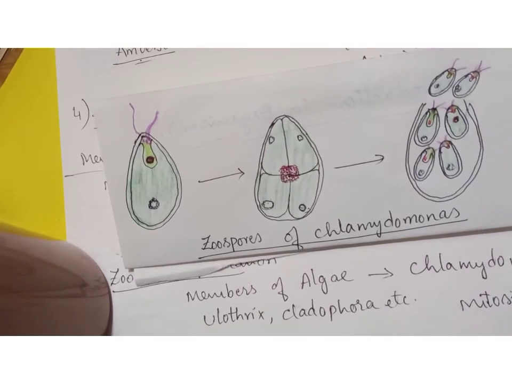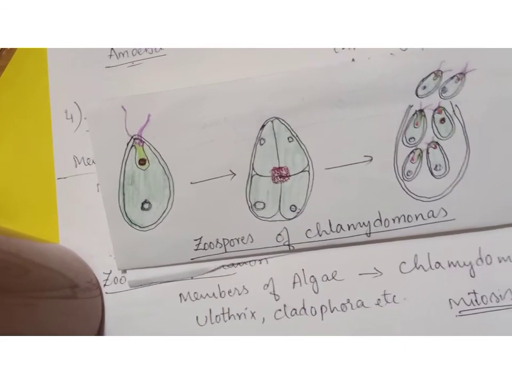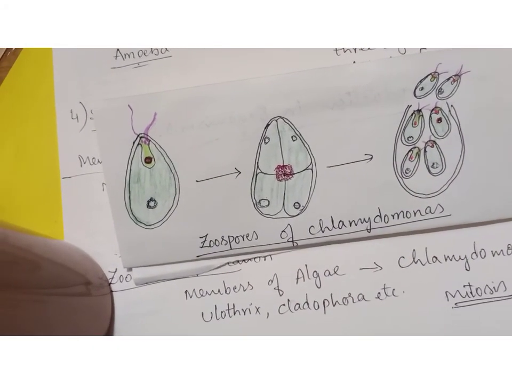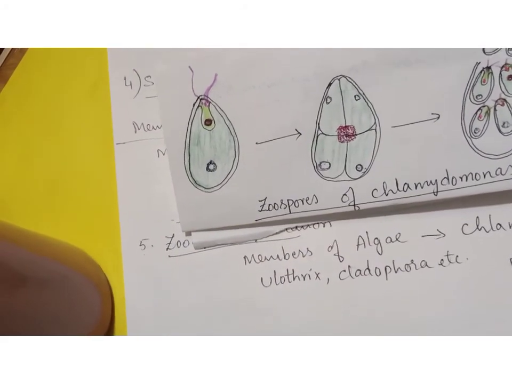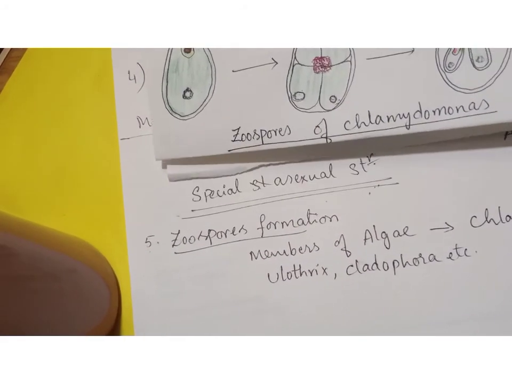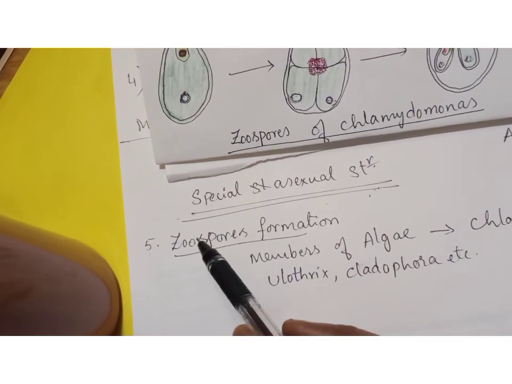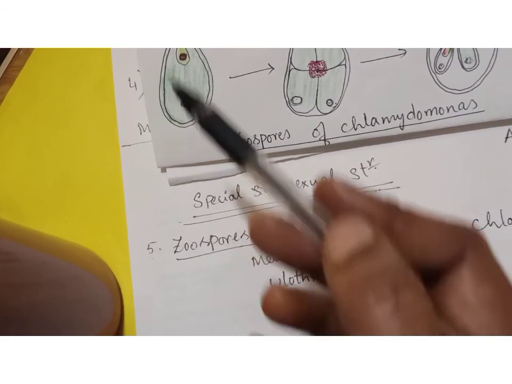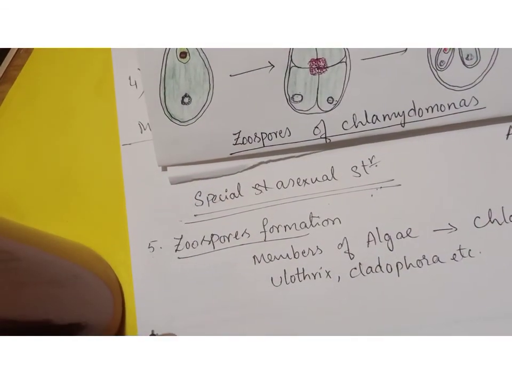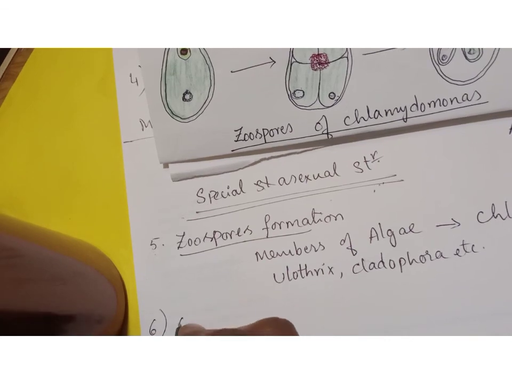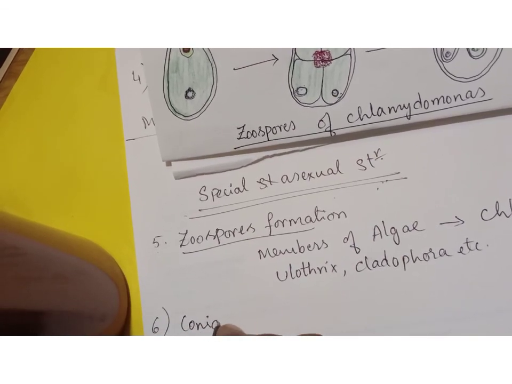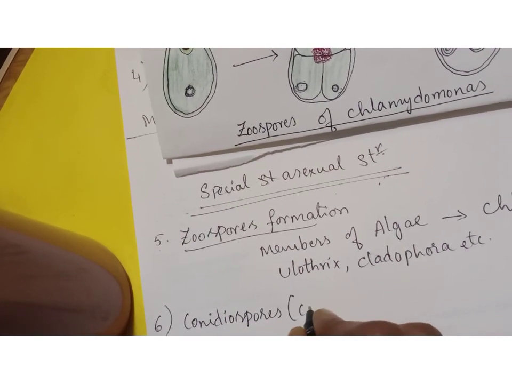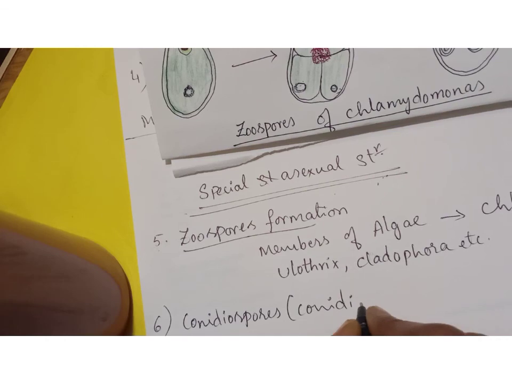So through mitotic cell division, asexual reproduction always takes place. This is the first type of asexual reproduction produced by the formation of a special structure, but it is the fifth type in the types of asexual reproduction. The next one is conidiospore formation, also referred to as conidia.